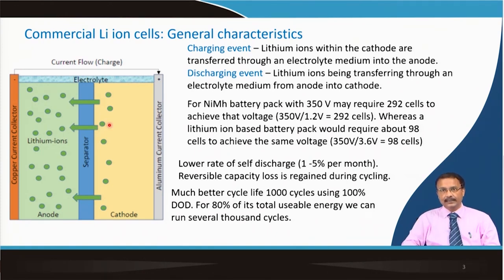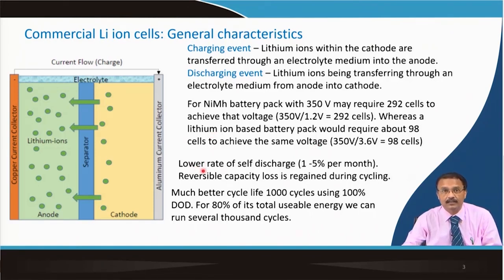If you consider a nickel metal hydride battery pack, and you want 350 volt from this battery pack, if the individual cells are 1.2 volt, you need 292 cells. But if you replace it with a lithium ion based battery pack, that will typically have 3.6 volt nominal voltage. So, you end up with a much lower number of cells. 98 cells will serve the purpose of getting a 350 volt battery pack. So, you can pack a lot of energy in a small space, and the volumetric energy density of this battery will certainly be higher.